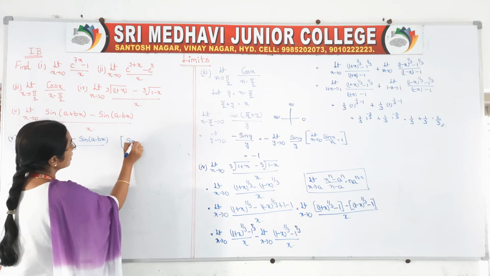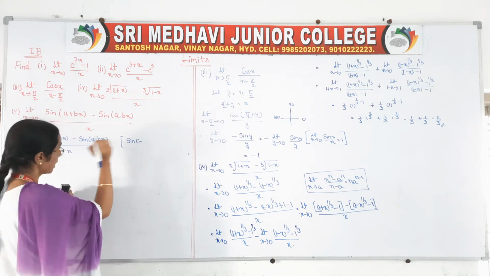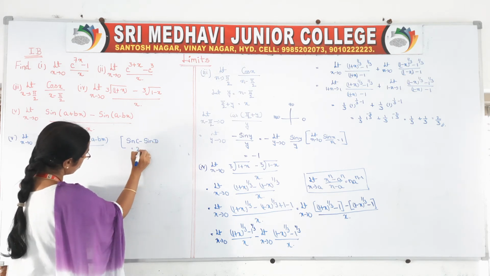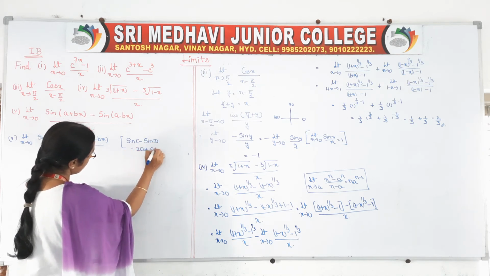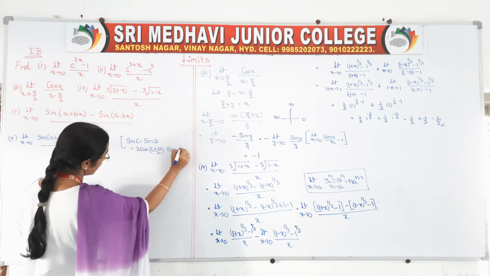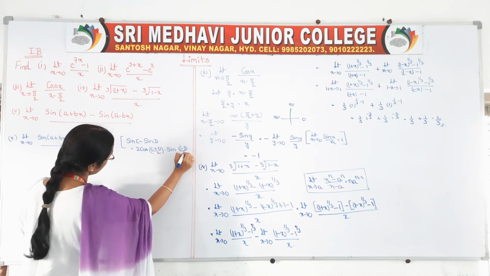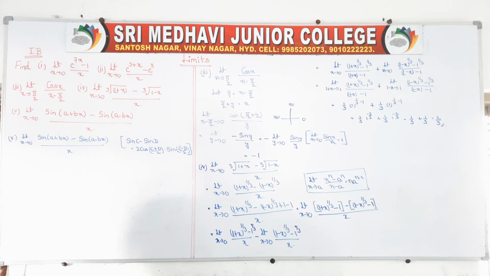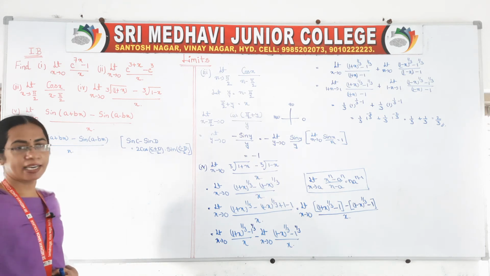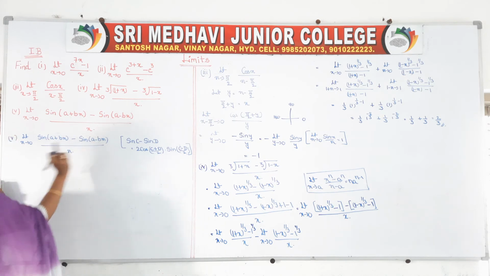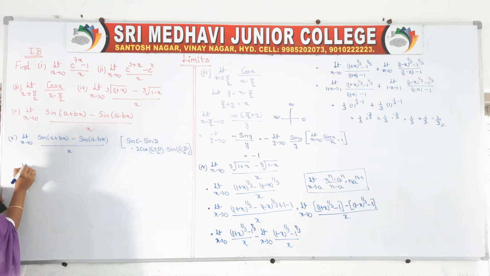Okay, there is one formula. What is that? That is sine c minus sine d is equal to 2 cos of (c plus d) by 2 into sine of (c minus d) by 2. Okay, so this is the formula for sine c minus sine d. So you consider this as c, this as d. So it is equal to limit x tends to 0.